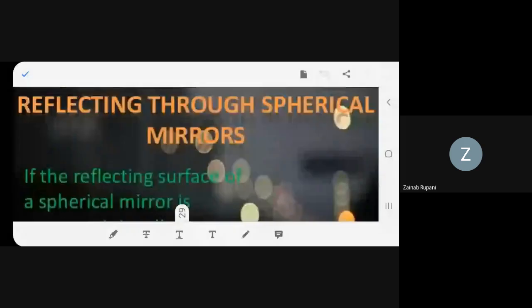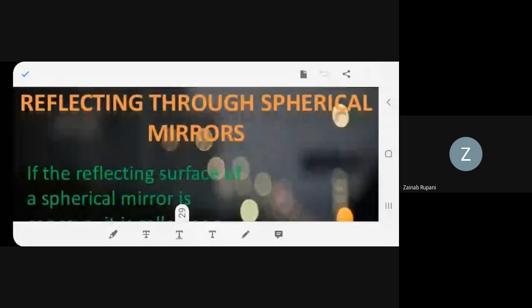Now we have finished with the plane mirror. What we observe when looking at ourselves in the mirror in the morning, that mirror is a plane mirror. Say with me, beta: plane mirror.